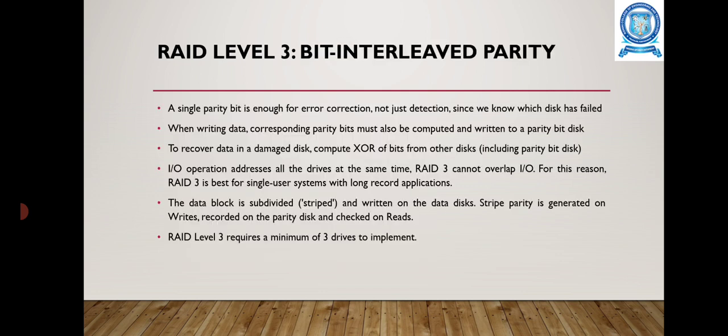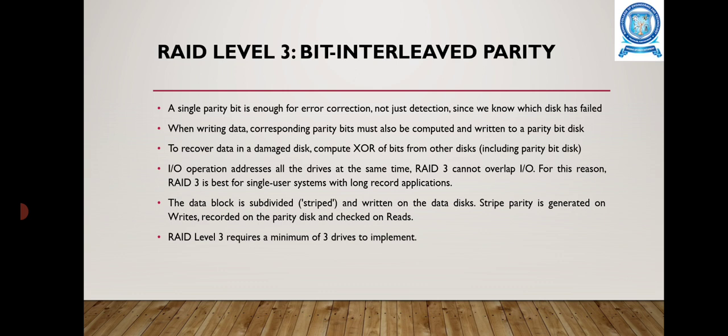Next one is RAID level 3. This is known as bit interleaved parity. That means a single parity bit is enough for error correction, not just detection, since we know which disk has failed. When writing data, corresponding parity bits must also be computed and written to the parity bit disk. To recover data in a damaged disk, compute the XOR of bits from the other disks.